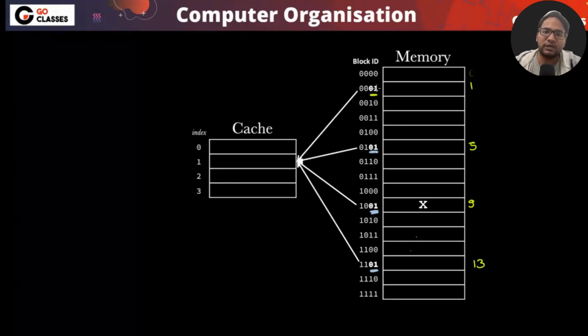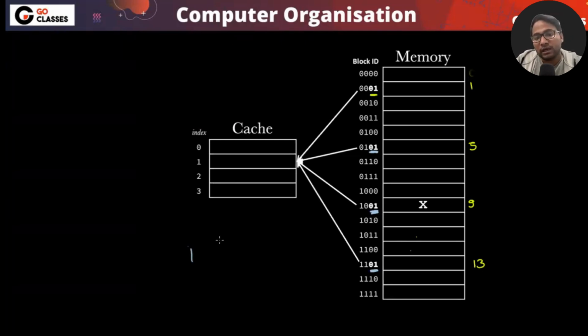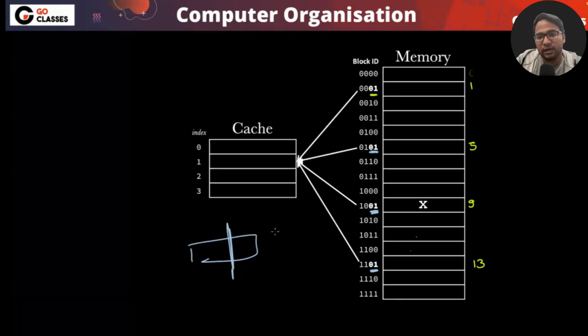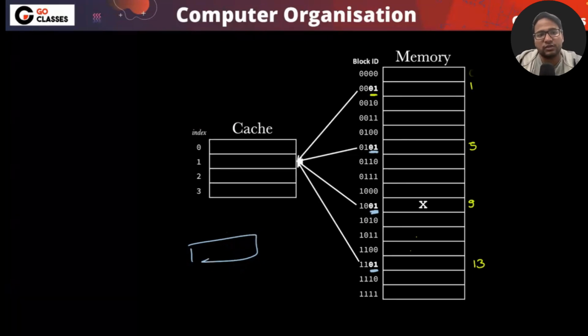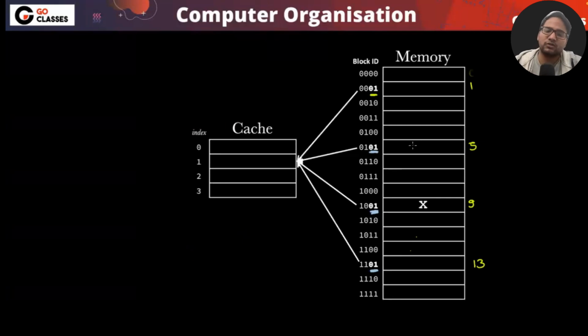Don't get confused about how I'm using least significant bits for the line number. This is not the least significant bit, because I'm not currently writing the byte offset here. These are the block numbers I'm writing. So I'm basically talking about these middle bits, 0 1 0 1 0 1. Since each of these shares the same middle bits, each of these blocks goes to the same line.